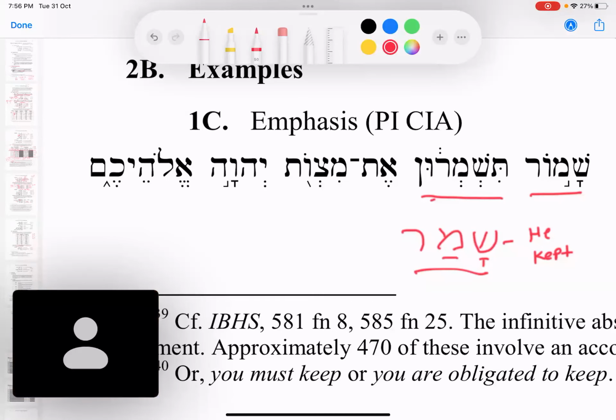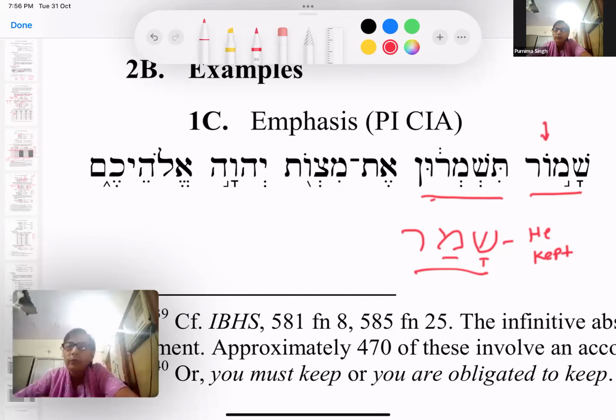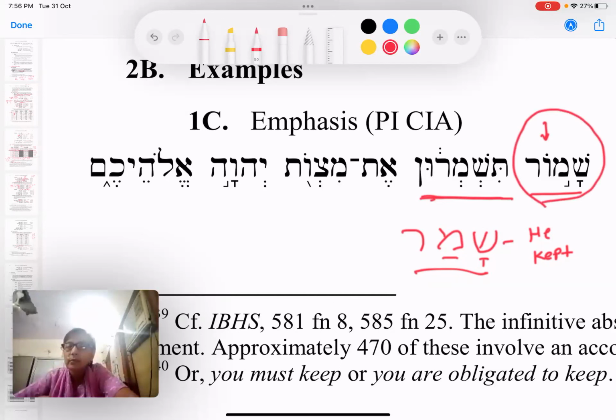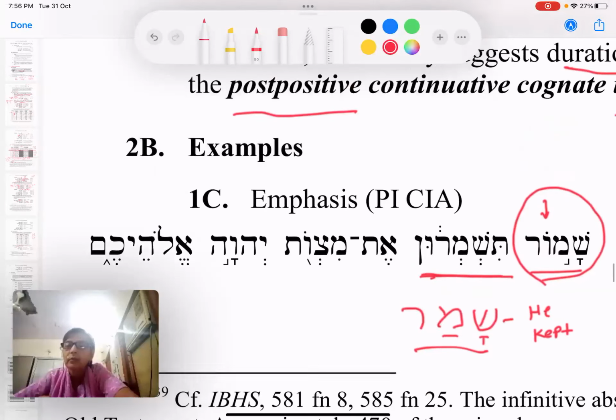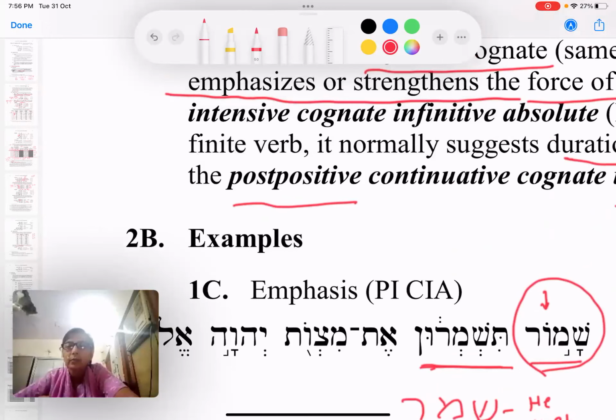Now, a very important thing: how to recognize the infinitive absolute? After the second root letter and before the third root letter, there is a holem vav, and it occurs before the finite verb. Now, this is Tishmerun, and this infinitive absolute occurs before it. Therefore, it is called pre-positive, intensive, cognate, infinitive, absolute.